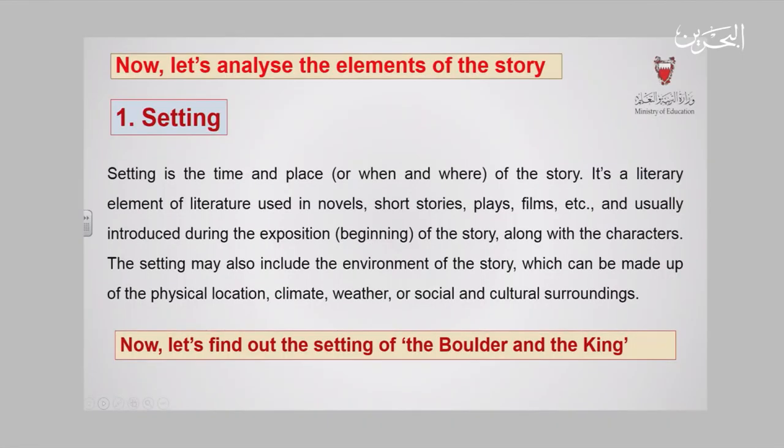So, getting back to our story, The Blunder and the King, let me ask you, what was the setting of the story? It was in the very beginning. What is the setting of The Blunder and the King? The time and the place. Think and note it down. I'll give you 30 seconds to do that.